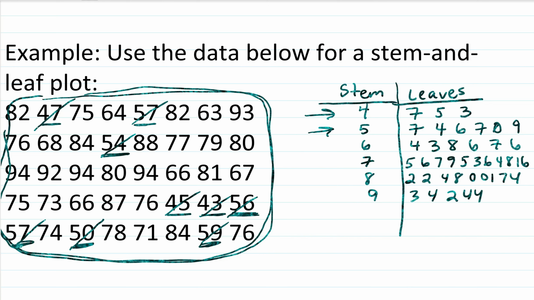Okay, so now I've added the rest of my leaves as I went through all the data for the 60s, 70s, 80s, and 90s. So again, the stems are the tens digits, and the leaves are the unit digits, which for us are the ones places. So this is how we have created a stem and leaf plot from the raw data that was given.